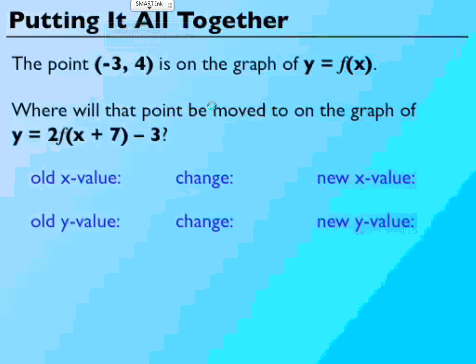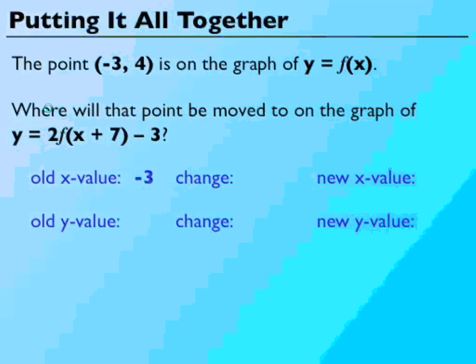So the next step here, if we have an original point on the graph, where will the point be moved to on the new graph here? So you don't have this row for old value change, old y value, the change in the new y value. So you're going to need to add that. Now, what was the old x value? We get that from the point, -3, and then the change.